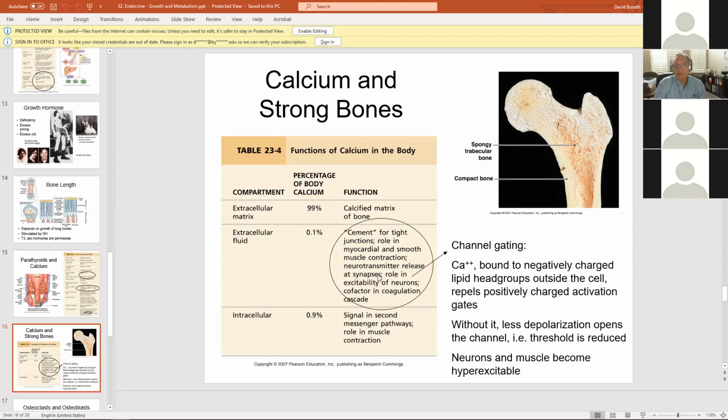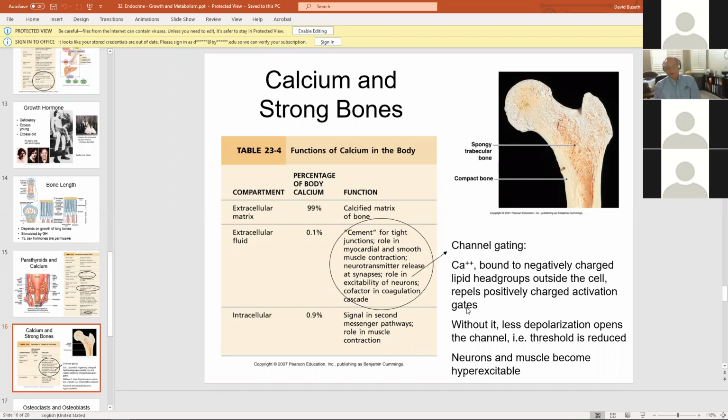It's important for activating exocytosis at the synapse. It binds to negatively charged lipid head groups outside of the cell, repelling the positively charged activation gates of voltage-gated channels, like the voltage-gated sodium channel and the voltage-gated calcium channel. In doing that, it influences the excitability of neurons. If it's too low, these voltage-gated channels are too prone to be in the open state. So basically your threshold is reduced and you go into spasm and die. You die for being unable to relax your inhalation, so you can't get air out to breathe in new fresh air.